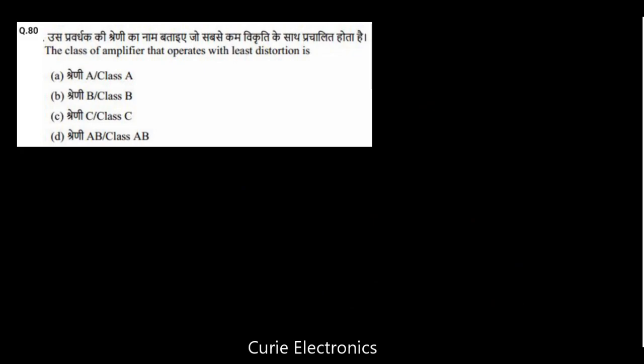This is the last question. With that, we are completing the VSSC 2021 Technician B Electronics question paper. The class of an amplifier that operates with the least distortion, all of you know, is class A. Class A means the amplifier will conduct for the entire cycle. Class B will conduct for only half of the input waveform. Class AB means more than 180 degrees and less than 360 degrees. I'm not going into details because we have spent a lot of time. It's almost a 15 minute video.